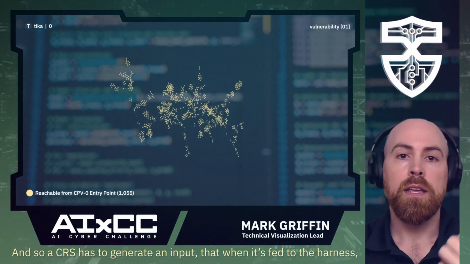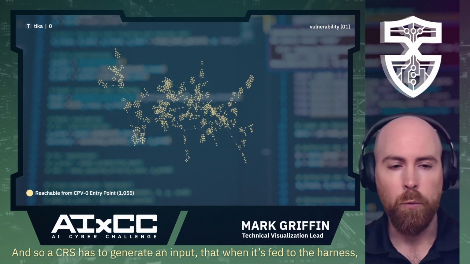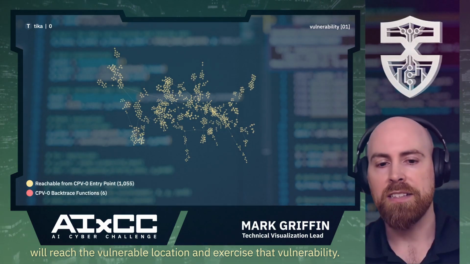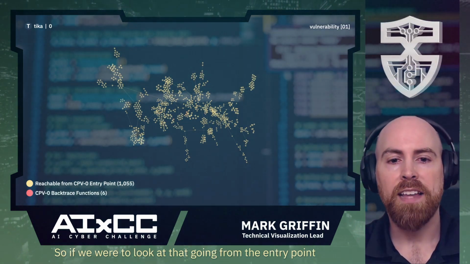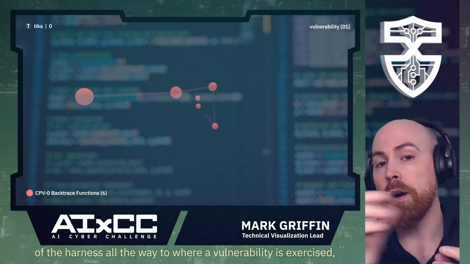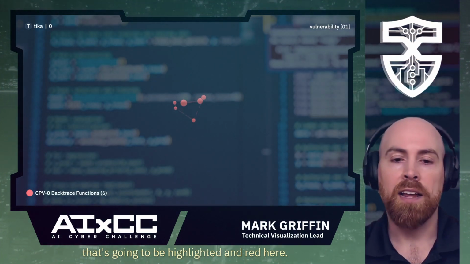And so a CRS has to generate an input that when it's fed to the harness will reach the vulnerable location and exercise that vulnerability. So if we were to look at that, going from the entry point of the harness all the way to where a vulnerability is exercised, that's going to be highlighted in red here.